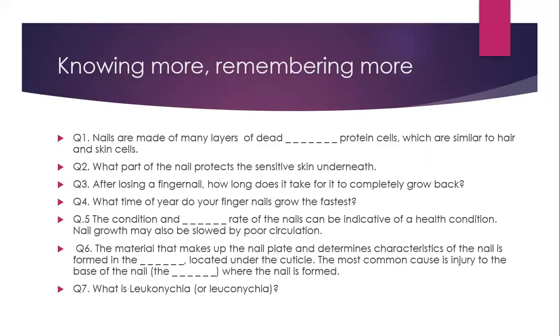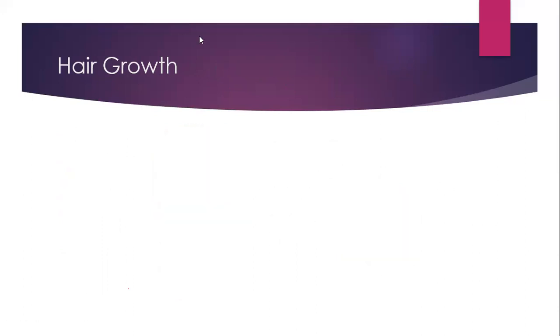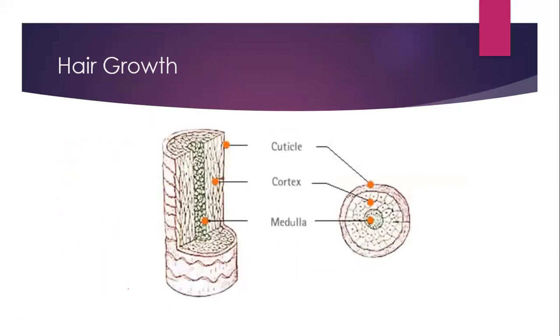Okay. So now we're going to move on to our last section, which is hair growth. So we've all seen this lovely diagram before. So we've got the cuticle, which is the outer layer of the hair. So this layer protects everything underneath. It's the outermost layer. And this is where tint and dye, if we're talking about hairs on our head or hairs on our eyelashes, this is where it would take up.